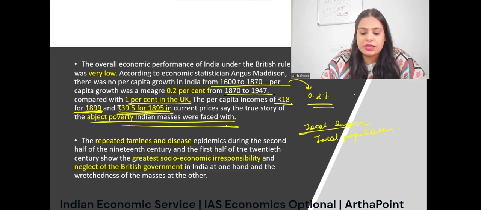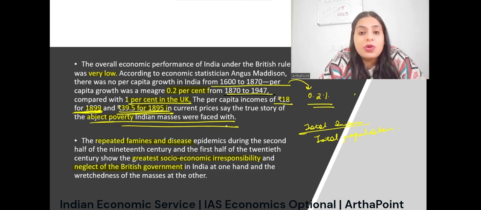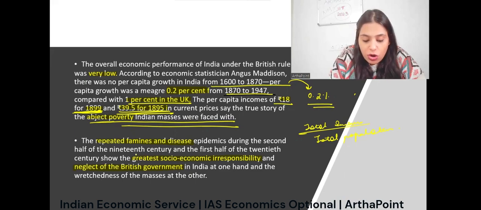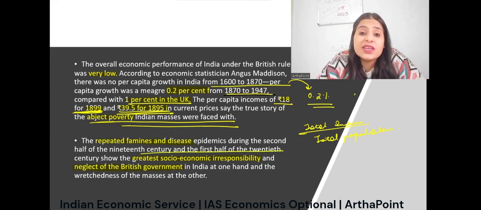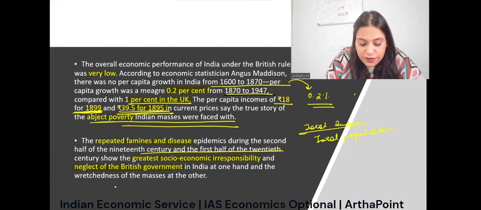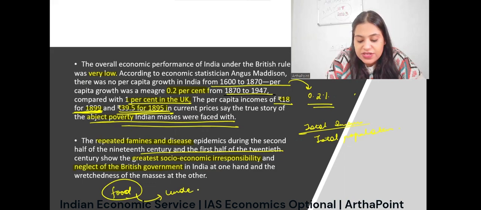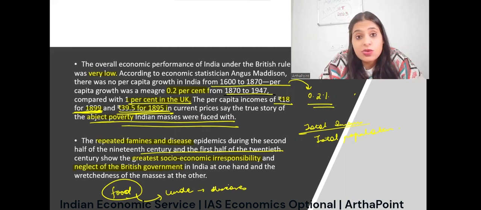Ye jo bhi problems hum dekh rahe the, jaise famines, jaise for example drought, jaise for example different diseases that were coming during those times. Undernourished kids, undernourished adults. We were seeing so many problems during those times that it automatically led to the greatest socioeconomic problems. Now just think about this. See, if people don't have food, they will be undernourished. They will have diseases. If they have diseases, then what is going to happen? They will have low productivity. Low productivity means low output in the economy.